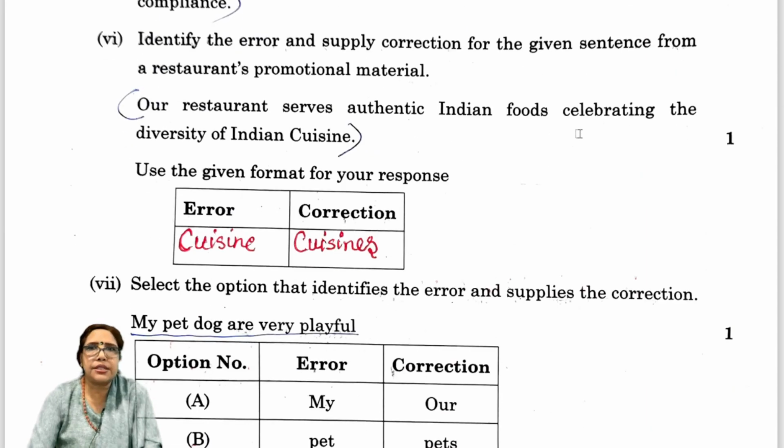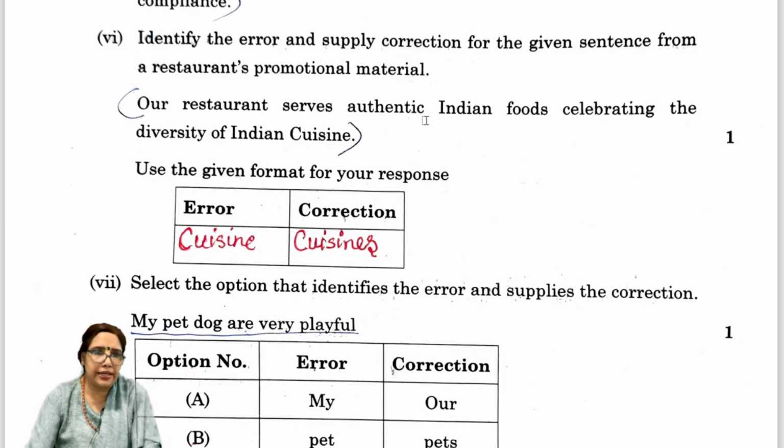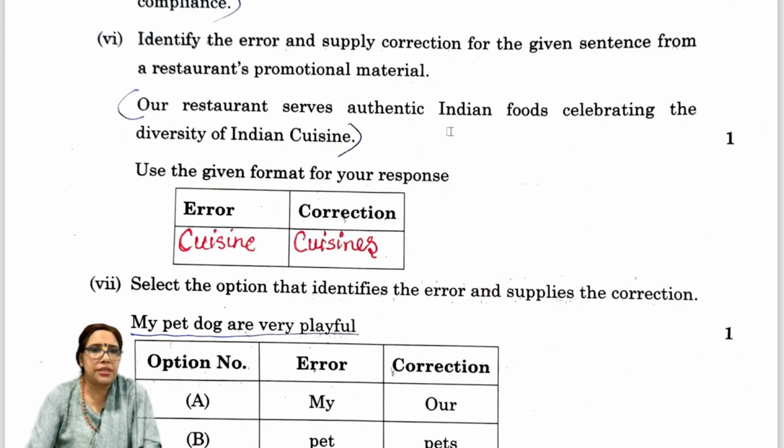Okay, then part 6, identify the error and supply the correct option. So here also the last word Indian cuisine, it should have been in plural form, you should add S. So according to the given statement, our restaurant serves authentic Indian foods celebrating the diversity of Indian cuisines.